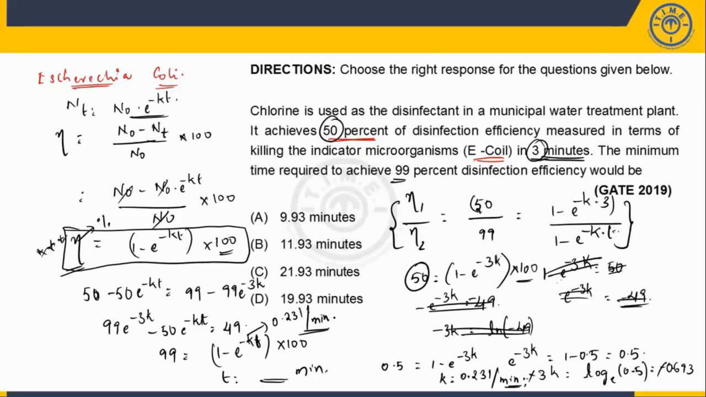So minus 19.935. We won't be getting minus. Yes, sorry, sir. Minus gets cancelled. So 19.93 minutes will be our answer.